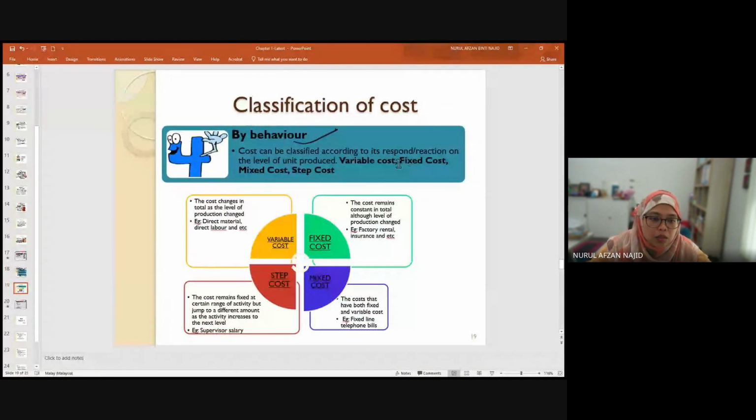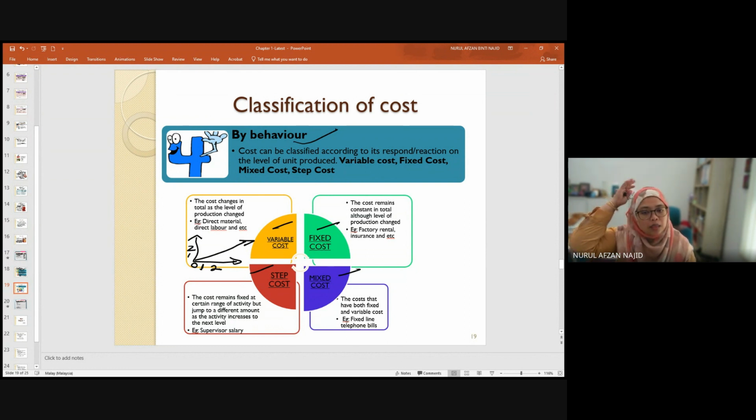We go to last one. Iaitu by behavior. By behavior can be classified according to variable, fixed, mixed and step. Ada 4. So variable adalah the cost changes in total as the level of the production change. Bermaksud dalam bentuk graf ni, you akan nampak graf dia menaik macam ni. Bila production kosong, cost dia pun kosong. Tapi bila production meningkat kepada 1, cost dia jadi 1. Production meningkat kepada 2, cost jadi 2. Dia berubah mengikut level of production. Banyak produk yang kita keluarkan, banyaklah cost material ataupun labor yang kita perlu keluarkan. So that means the cost is variable. Dia berubah-ubah berdasarkan production.